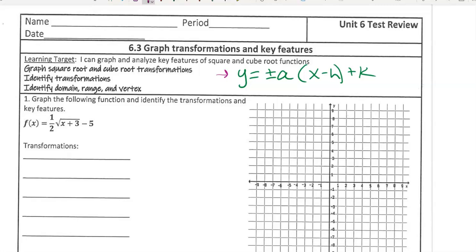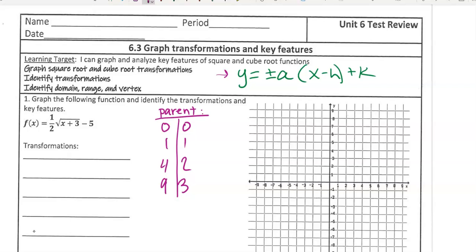Okay, so moving right into it, first off, we have this graph here, the graph of 1/2 times the square root of x plus 3 minus 5. Now, our square root function's parent graph points are 0, 0, 1, 1, 4, 2, and 9, 3.